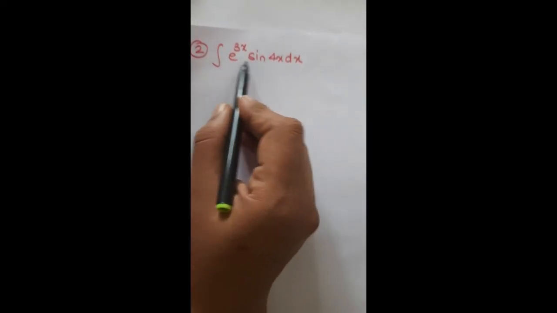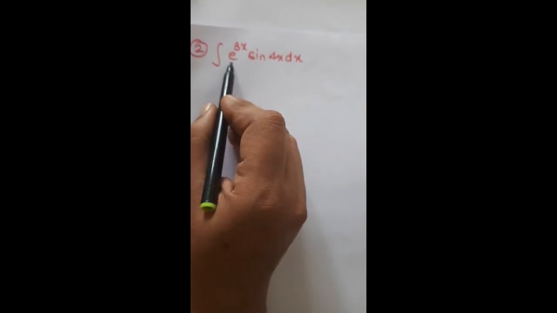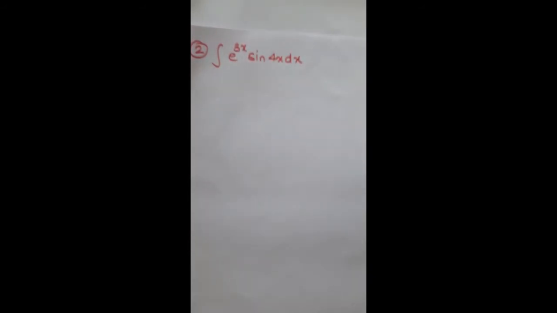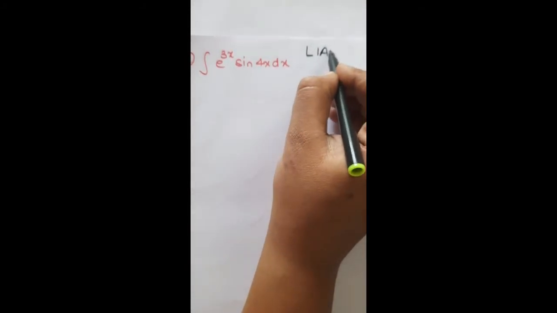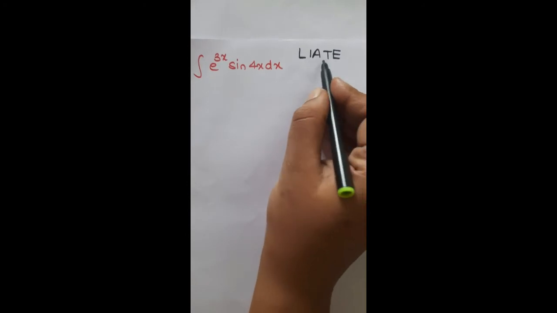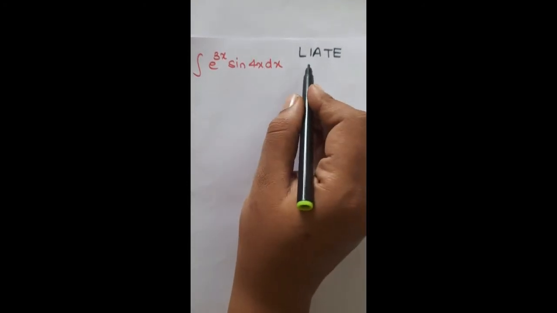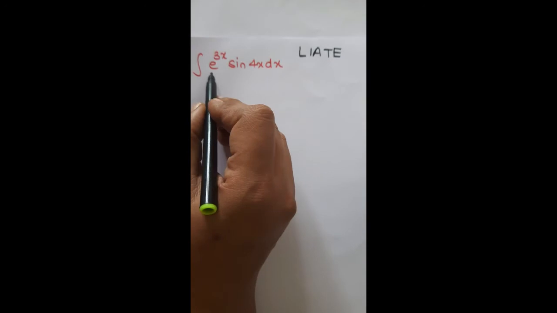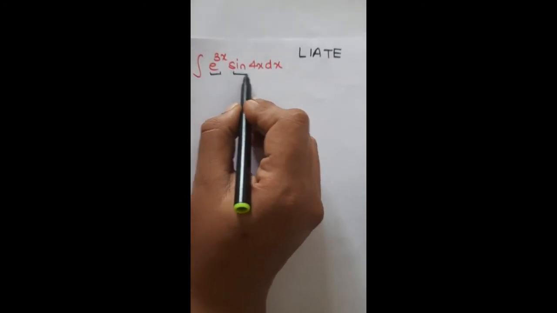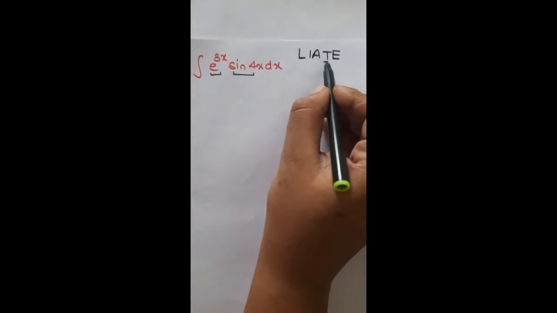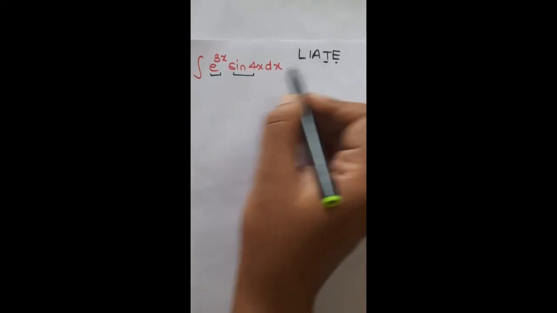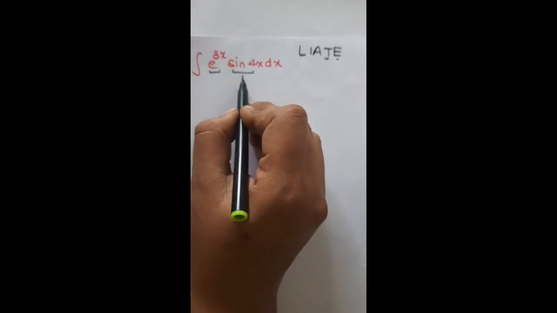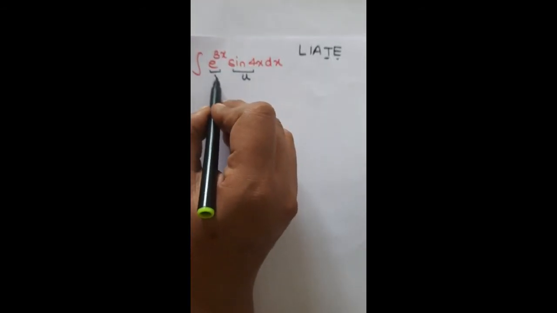Let us now take this example. This is a product of two functions. One is e raised to the power 3x and the other one is sin 4x. Remember the word LIATE. So this would tell me what will be u and what will be v. You have an exponential function and a trigonometric function. Trigonometric function comes before exponential function in this word. T comes before E. So trigonometric function will be the first function and exponential will be the second.